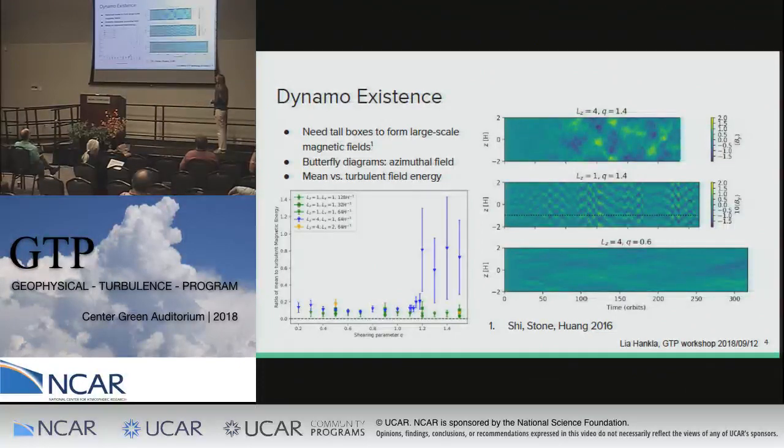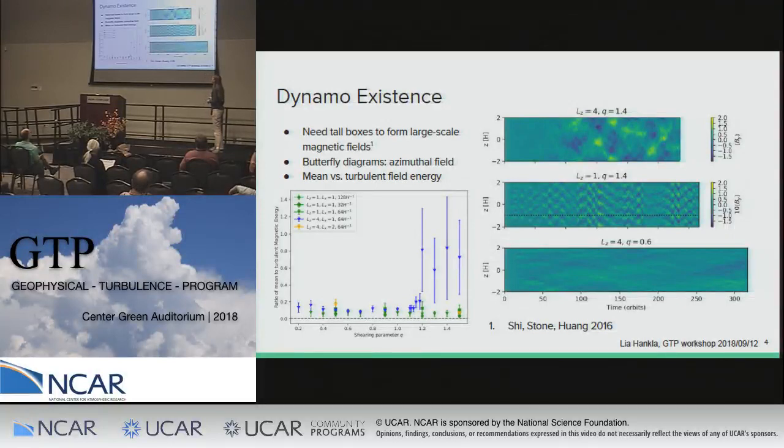So this is illustrated in this figure here. Up at the top, there's a tall box, so it has a height of 4. And in the middle is a short box with a height of 1. The reason they look the same height-wise is because I've just copied and pasted the middle one 4 times so that it looks the same.